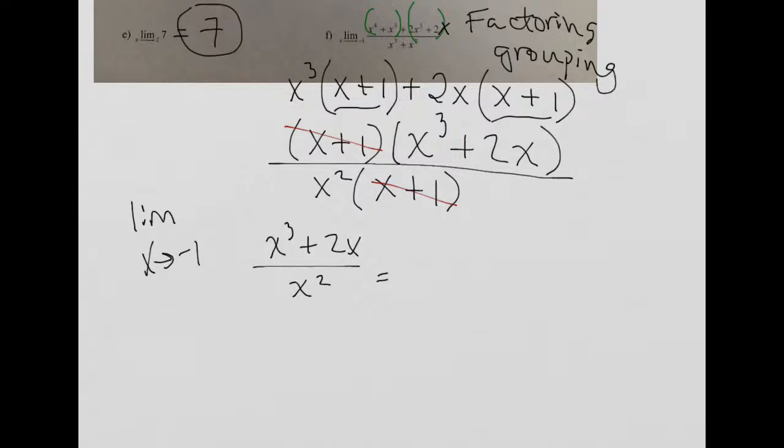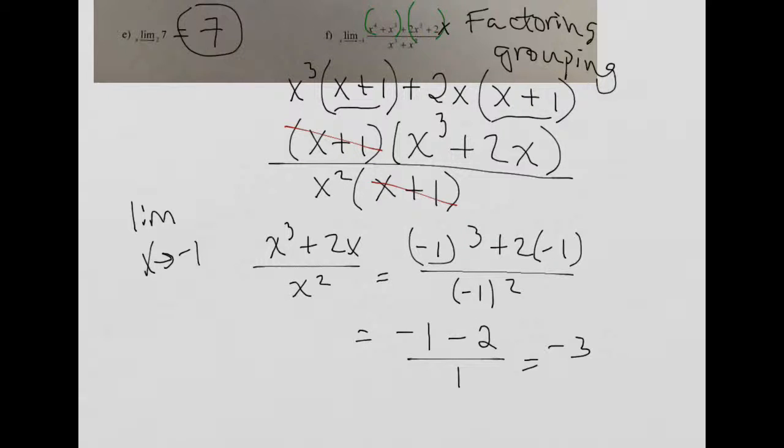Now I can plug in my -1 value. So when I plug in my -1, I get -1 minus 2, all divided by a positive 1. So I get -3 as my limit value. So when you see your study guide, you'll see that I'll change 1f to the correct thing there, because I had a typo.